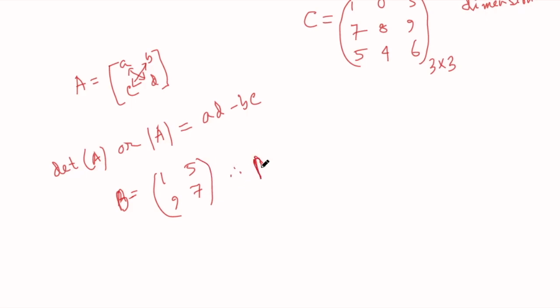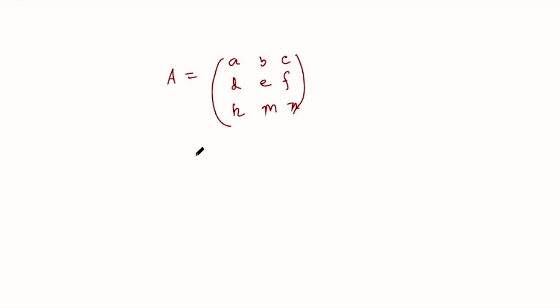Determinant of B is equal to 1 times 7 minus 5 times 9, which is equal to 7 minus 45, and this is equal to minus 38. So the determinant of B is equal to minus 38. So now let us define the determinant of a 3 by 3 matrix.